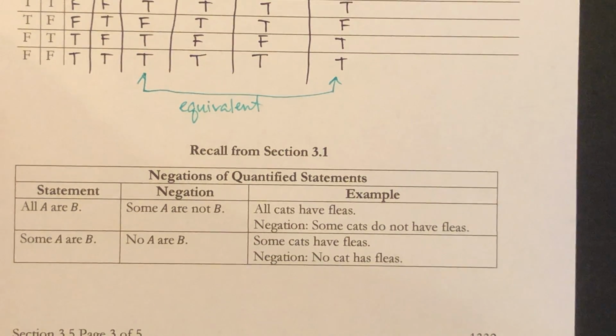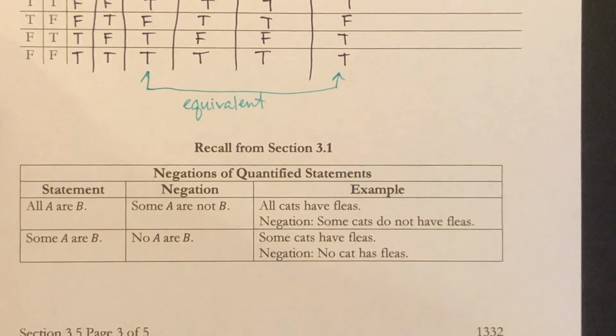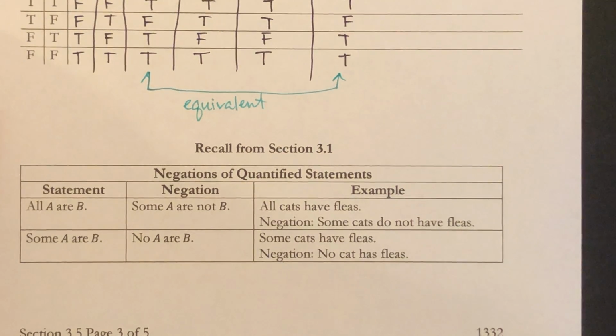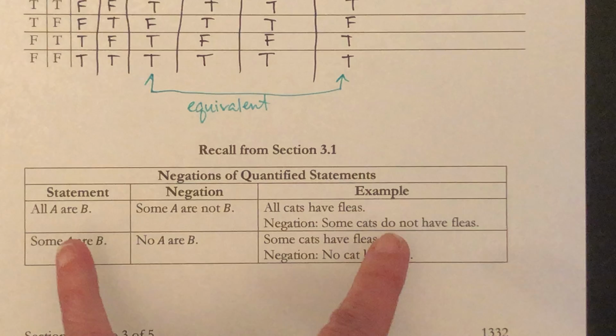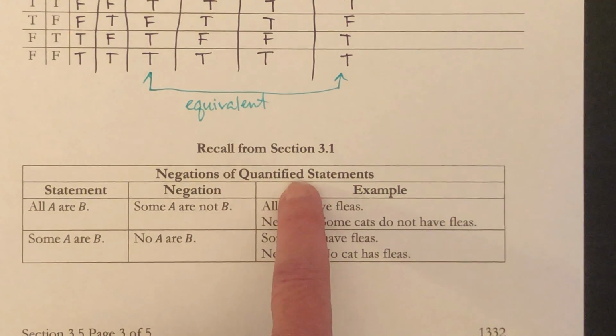This is part 4, section 3.5. We are about to start writing the conditional, converse, inverse, and contrapositive of a bunch of different statements. What we need to remember first, because we do need to know not P, not Q, is how to negate certain of our quantified statements.